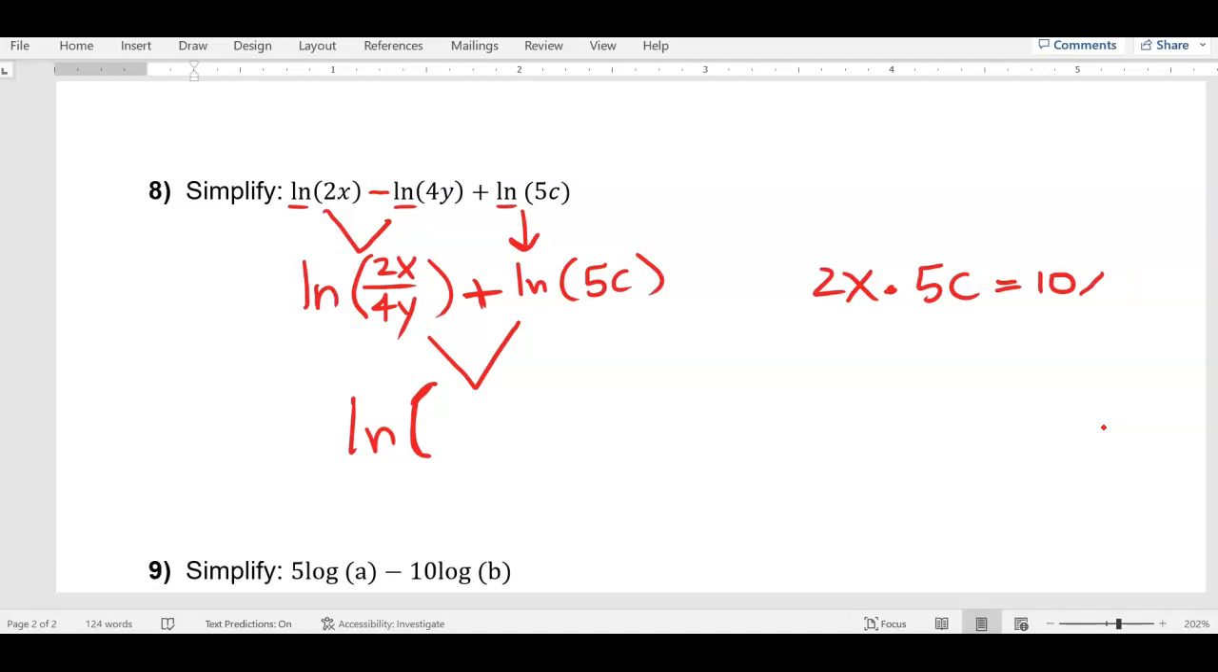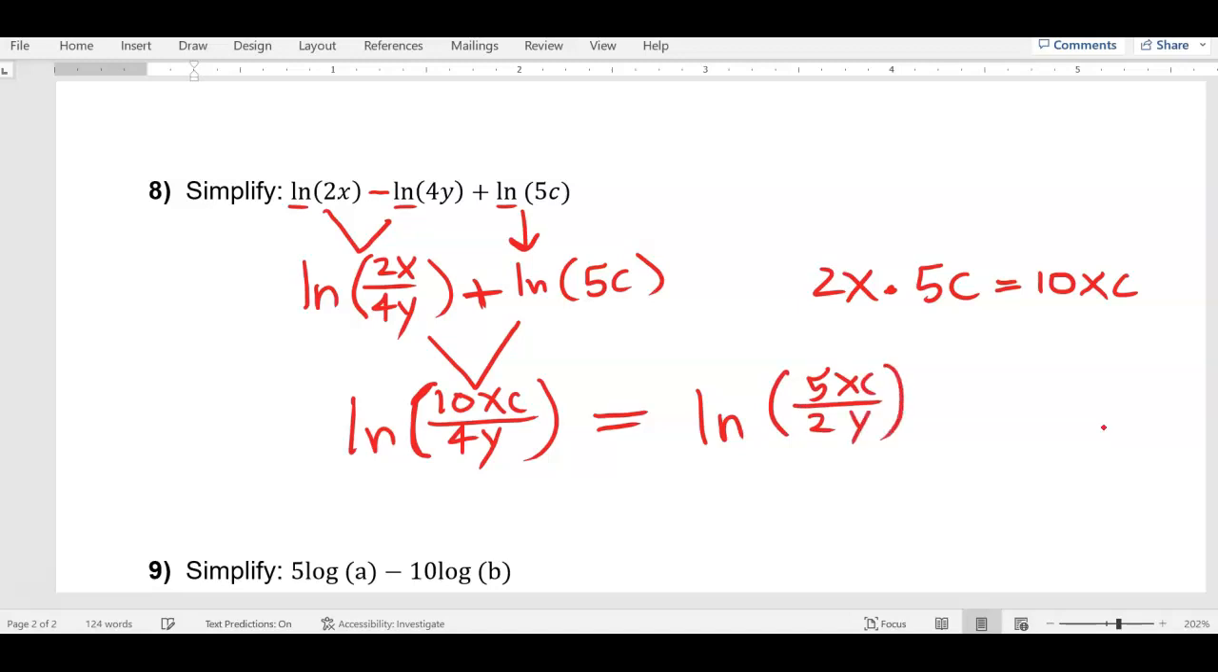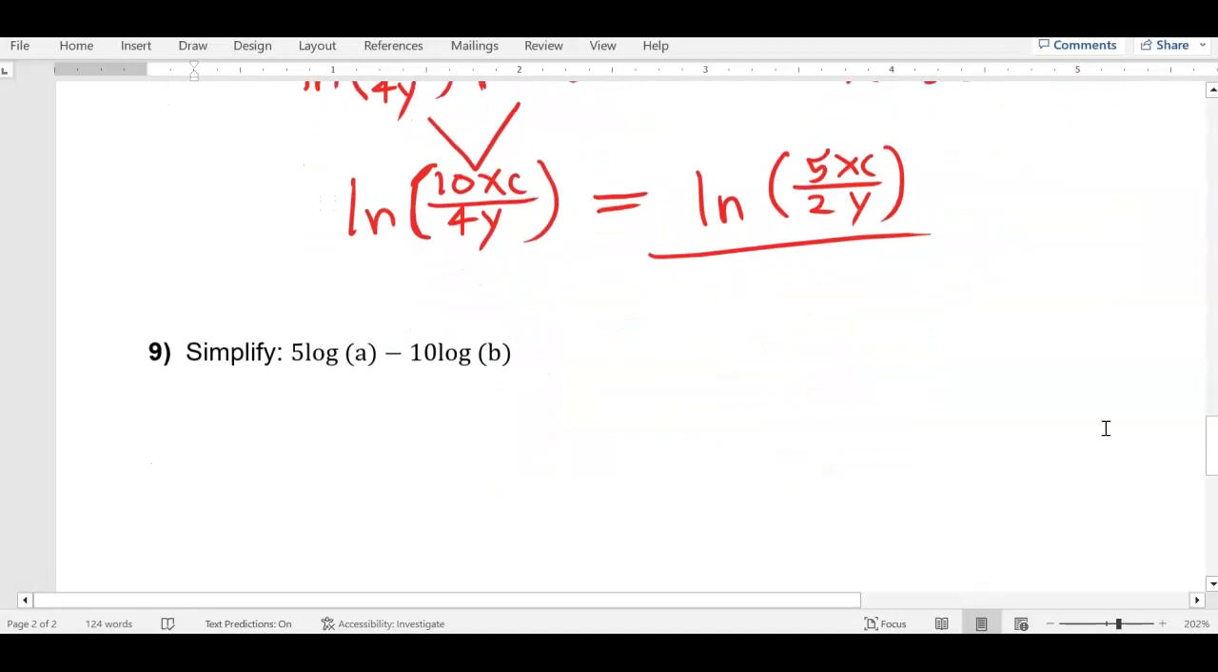Holy moly. So we're going to get 10xc on top, and then the 4y is going to stay on the bottom. Now the question is, can we reduce this fraction? And 10 over 4 does reduce to 5 over 2. That is our final answer. Cool. So make sure you reduce if you can.